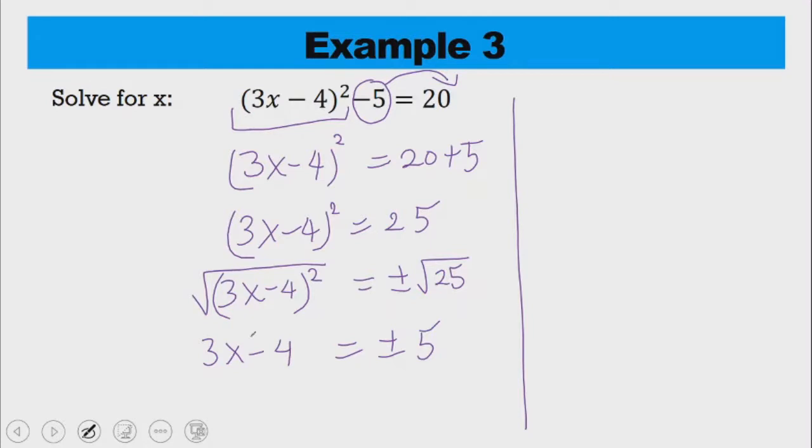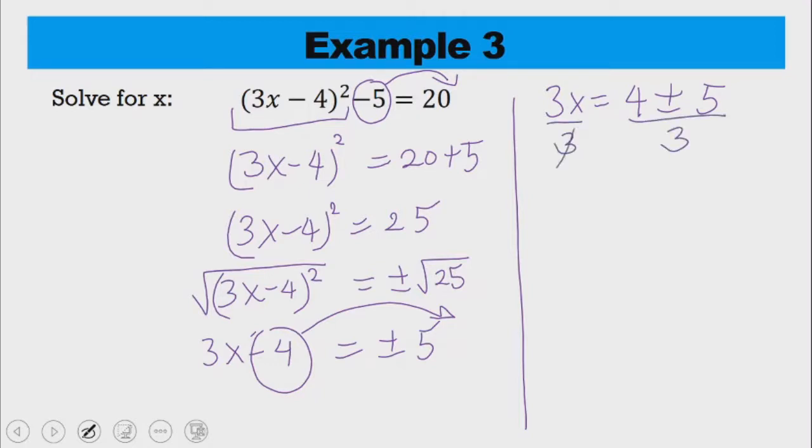So now we can simplify further to get the value of x. Again, this is negative 4. When you move it to this side, it becomes a positive 4. So that will give us 3x = 4 ± 5. Okay. Now to get my value of x, I need to divide both sides by 3.